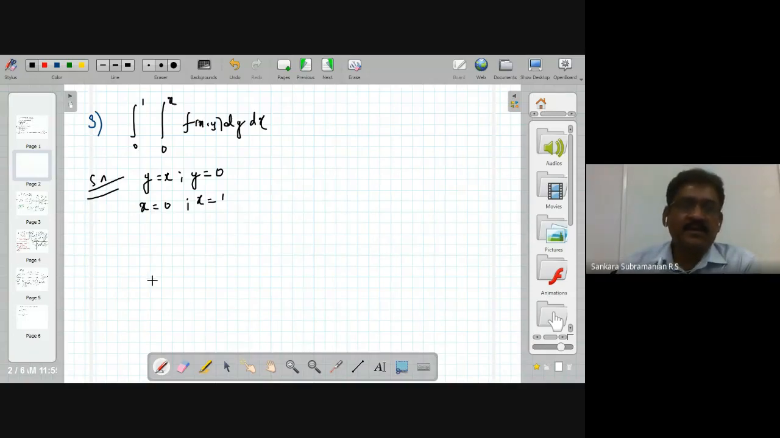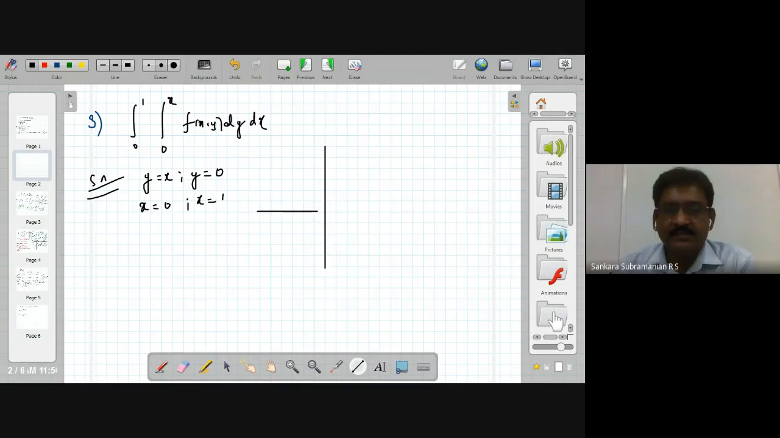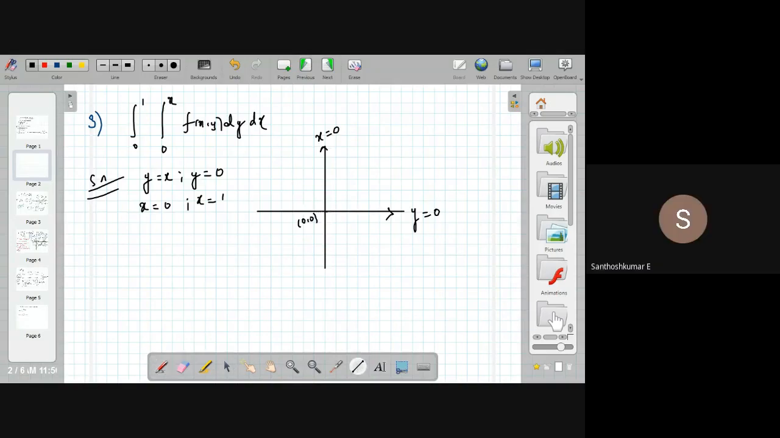I'll come to the answer later. Yes, of course, it must be a triangle. Now let us go for plotting. Before that, I just need the x-axis and y-axis. This is the x-axis, the line y equal to 0. This is the y-axis, the line x equal to 0, and the origin is 0, 0. For y equal to x, I know about the line y equal to x, which is the 45 degree line.